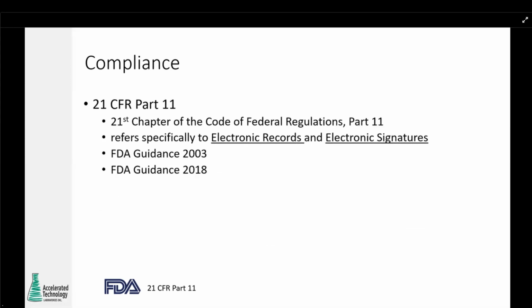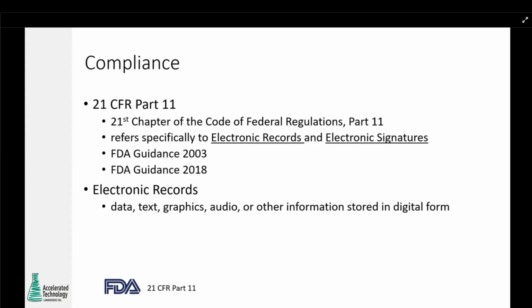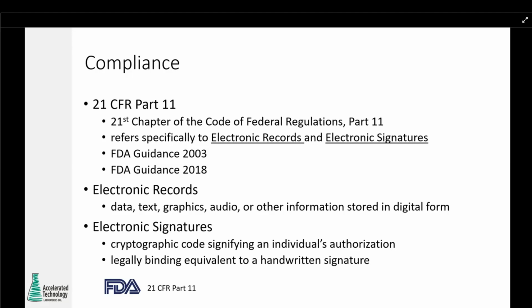Now let's take a quick look at compliance. 21 CFR Part 11 deals with electronic records and electronic signatures. And it covers everything from data, text, graphics, audio, or anything that's stored in a digital form. Electronic signatures are legally binding and equivalent to handwritten signatures. And along with this, laboratories should have a written standard operating procedure in place that describes how analysts should manage and maintain their user credentials, so their username and password. It's important that these not be shared, that they're not written down on Post-it notes and placed on their computer. So it's important that that documentation is in place as well.